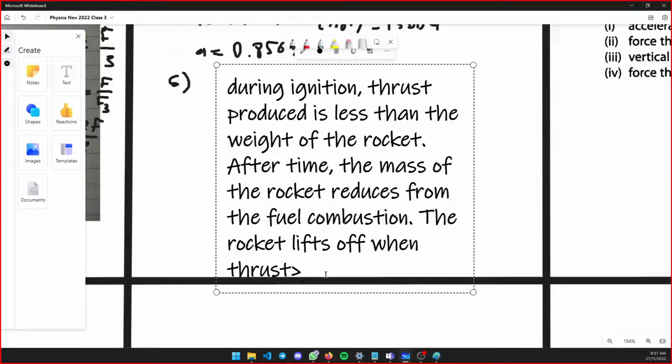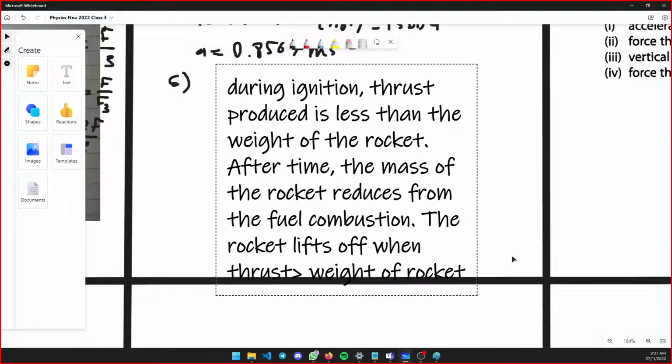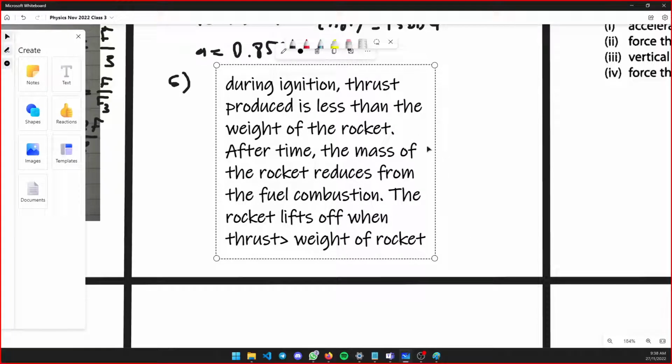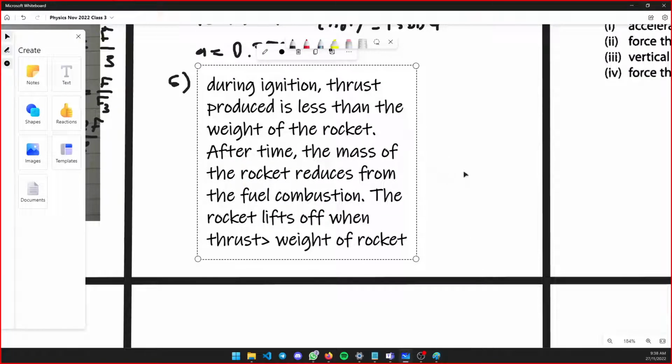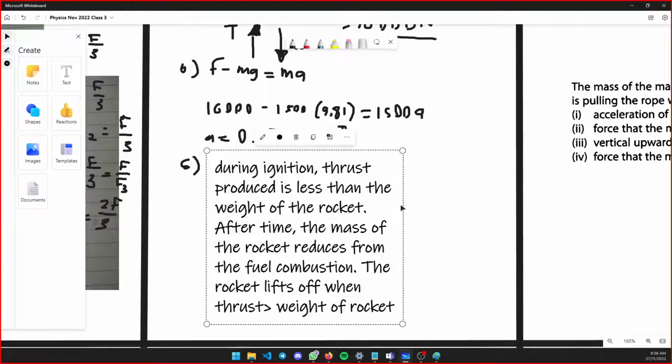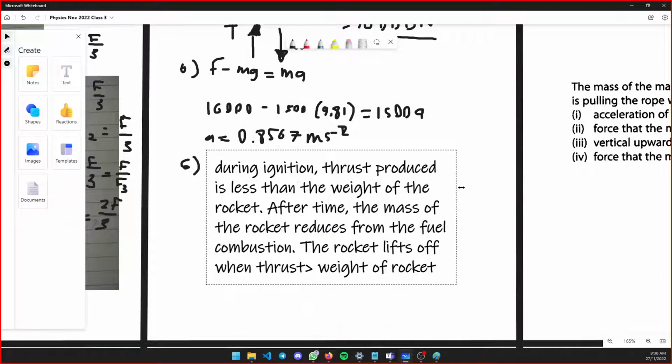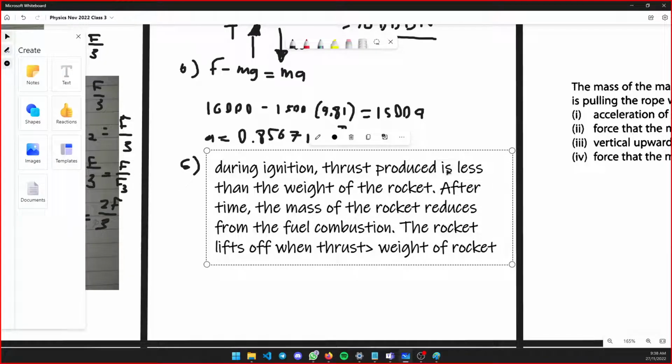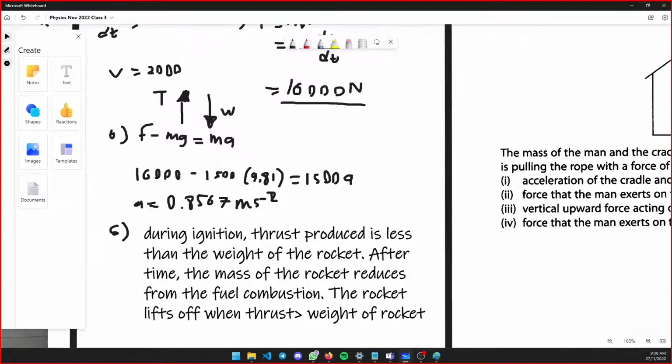Thrust is more than weight. Okay, let me just see if I can edit this. I could just write it like this: during ignition, thrust produced is less than the weight of the rocket. After time, the mass of the rocket reduces from the fuel combustion. The rocket lifts off when the thrust is greater than the weight of the rocket. Okay, you should be good.